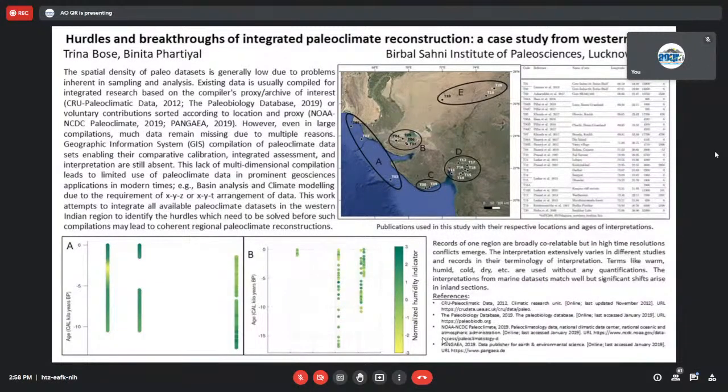Differences in the proxies, but these are things which need to be taken care of, to understand why the land area is not matching with each other. I will not go into details right now, and as mine is the last presentation, I invite everybody to connect with me at trinabos@in by GTalk or any other means for any comments.